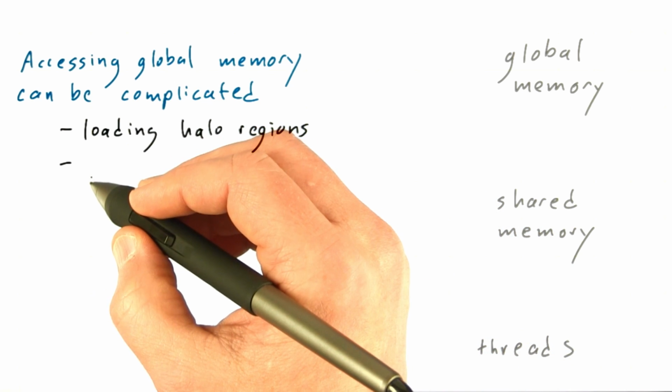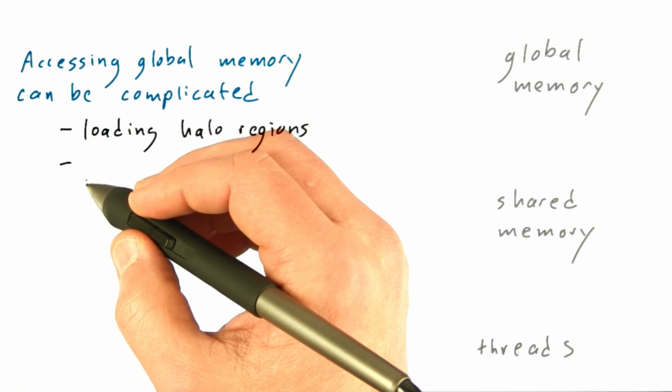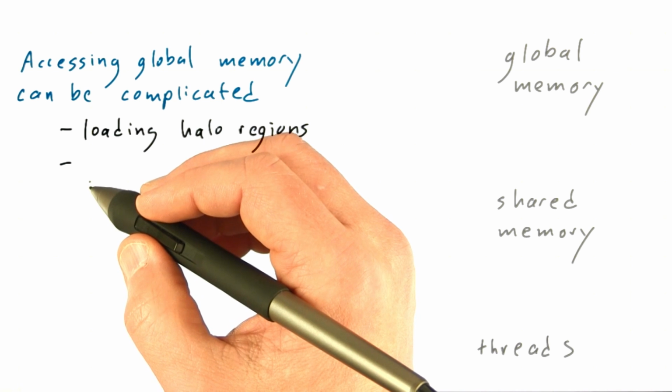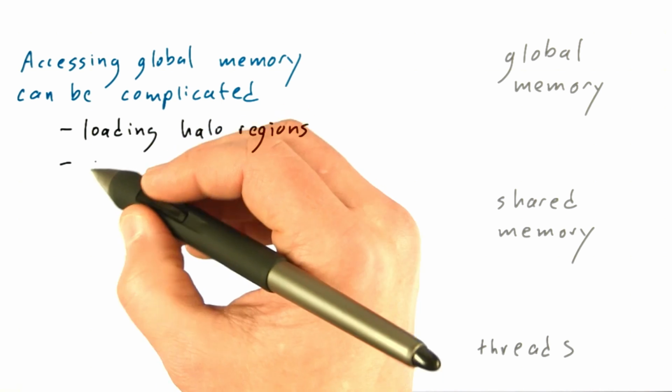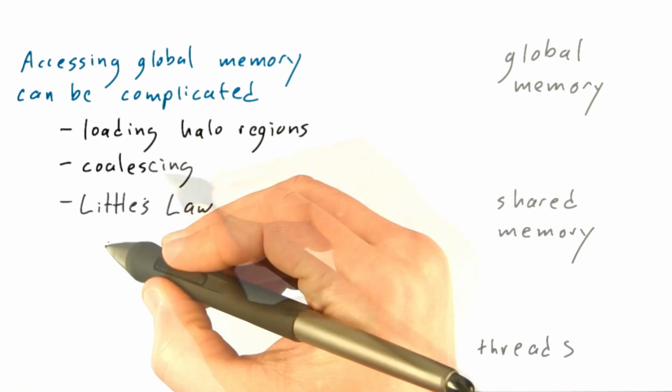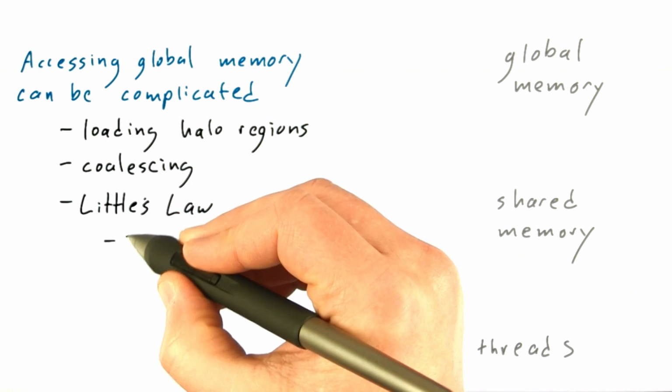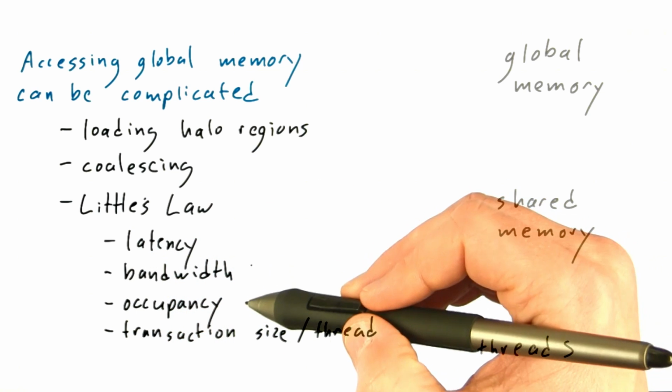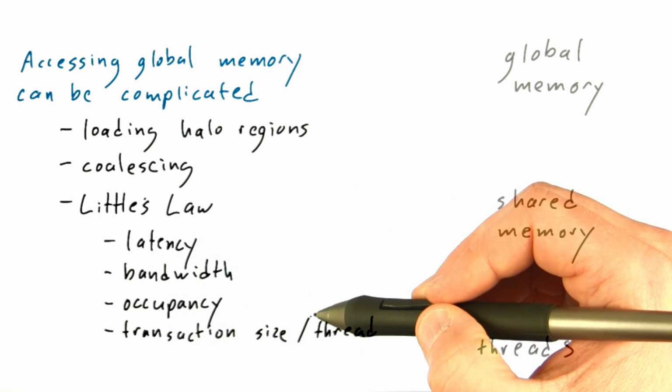Or think about the tiled transpose example in Unit 5, where we staged through shared memory in order to pay careful attention to coalescing global memory. Think about our discussion of Little's law and the trade-offs that we went over between latency, bandwidth, occupancy, the number of threads, and the transaction size per thread.